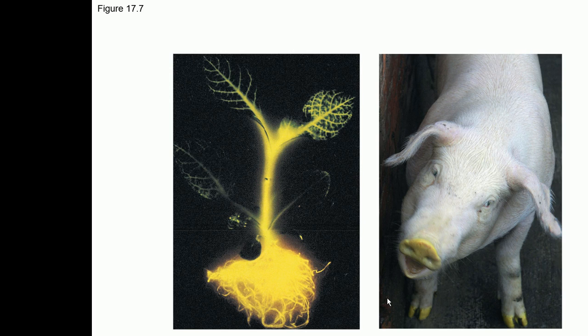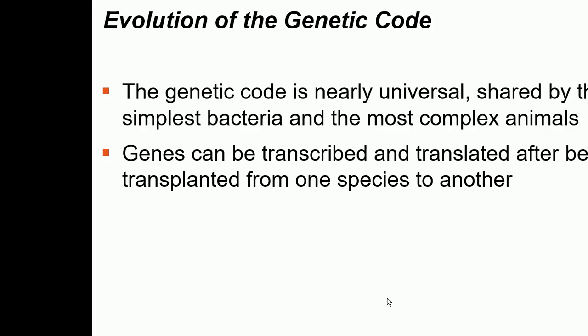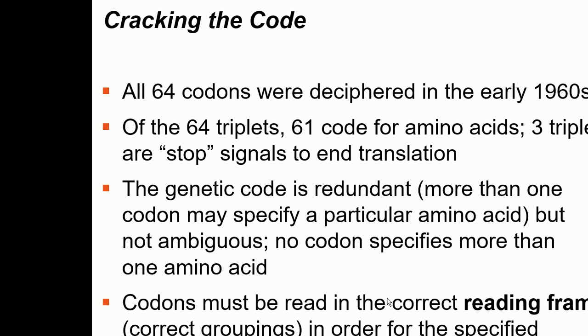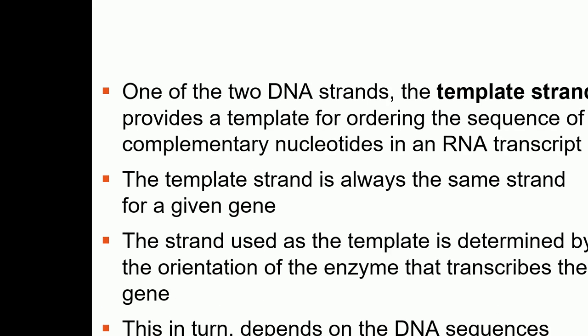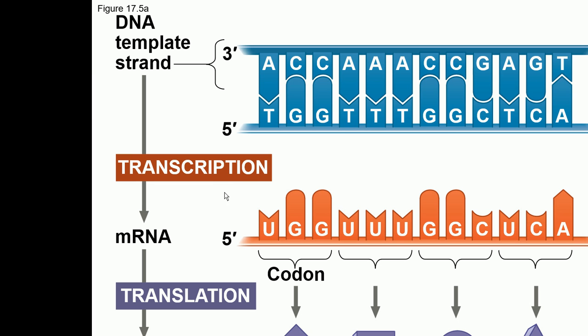A very important thing to know is that codons must be read in the correct reading frame in order for the specified polypeptide to be produced. Let me go back and explain this. UGG is the first codon and it codes for tryptophan. UUU is the second codon and it codes for phenylalanine. GGC is the third codon and it codes for glycine. UCA is the fourth codon and it codes for serine.